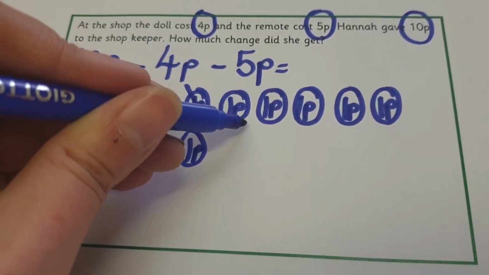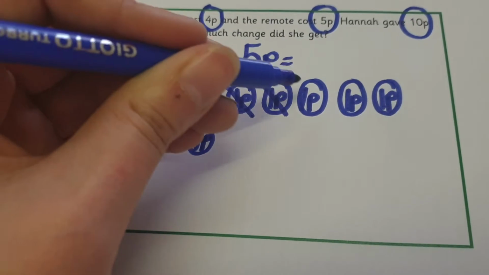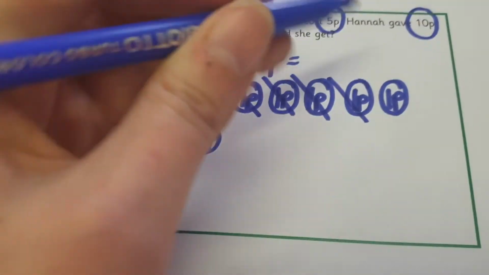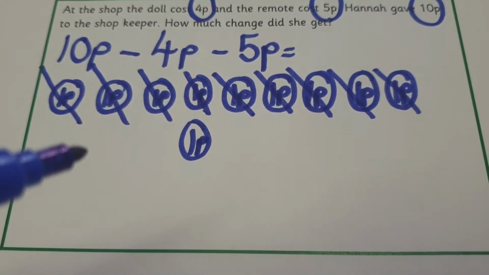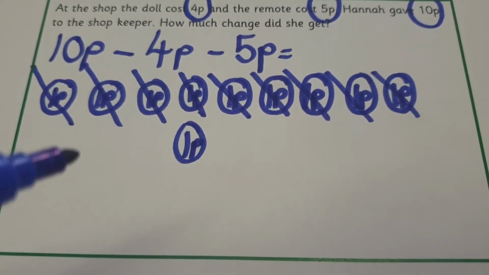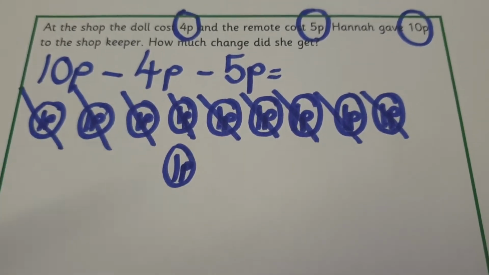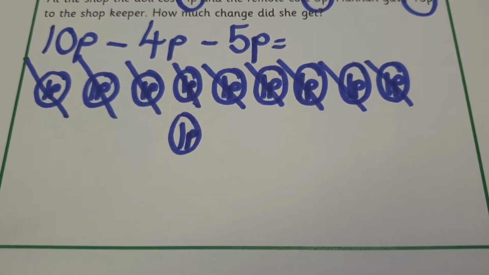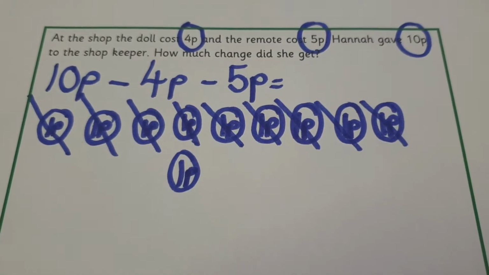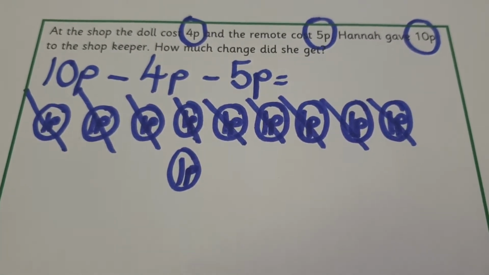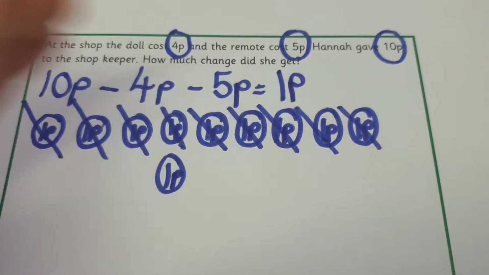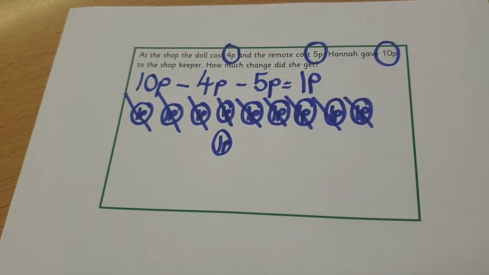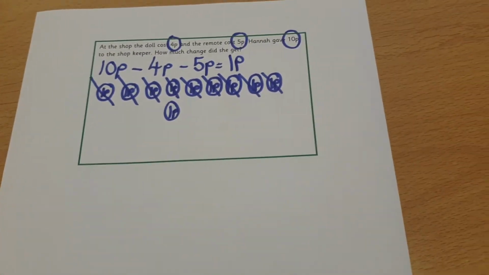Are you ready? 1p, 2p, 3p, 4p, 5p. How much change am I going to get? Should we count how many are left? 1p. So I only have 1p left, which means I'm going to get 1p change from the shopkeeper. Now I know you're probably going to find that super easy because you're all fantastic at maths. So let's have a look at a bit of a trickier one.